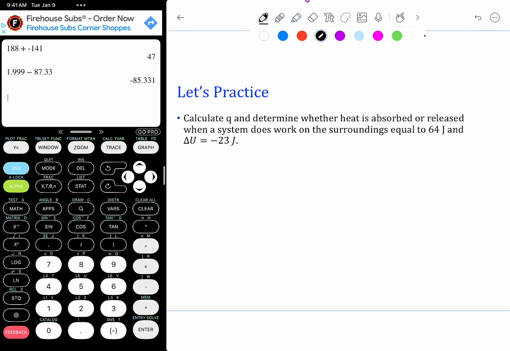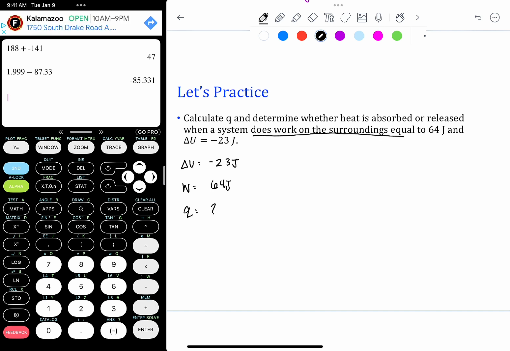So for this problem, we already know delta U. Delta U is negative 23 joules. And we know that the work is 64 joules. And we're solving for Q. So our language says that the system does work on the surroundings. So based off of that language, our work value would be negative. So plugging those values in as is, we get negative 23 joules is equal to Q plus negative 64.